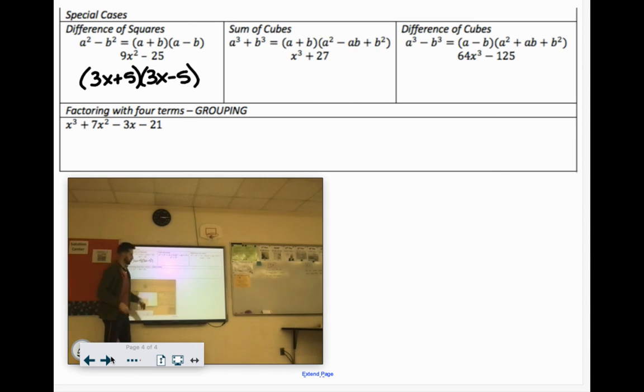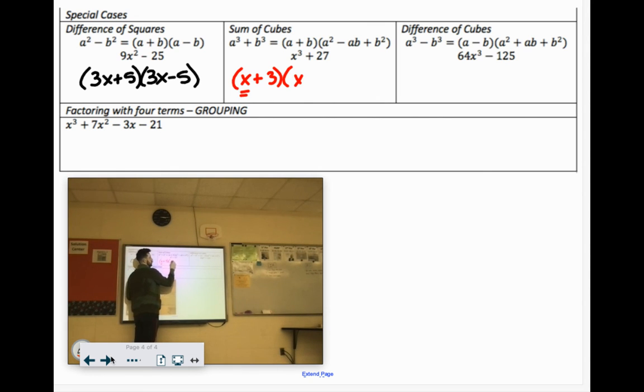It's similar with the perfect cubes. You cube root each one. Cube root of x cubed is x. Cube root of 27 is 3. So you just write it normally. Keep the same sign initially. The second one, you square that first term. x times x is x squared. You change the sign. Now it's going to be minus. You multiply them together. 3 times x is 3x. The last sign is always plus, and then you square the last term. 3 squared is 9.